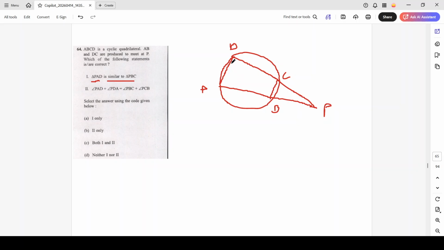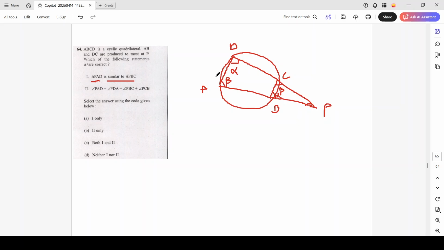So in a cyclic quadrilateral, we know that if this is alpha, then the angle external to this quadrilateral will also be alpha, and this is beta, then this will also become beta, because the angle external to the cyclic quadrilateral is equal to the internal angle. So this is alpha, this is alpha, this is beta, this is beta, and this is the common angle. So triangle PAD is similar to PBC?